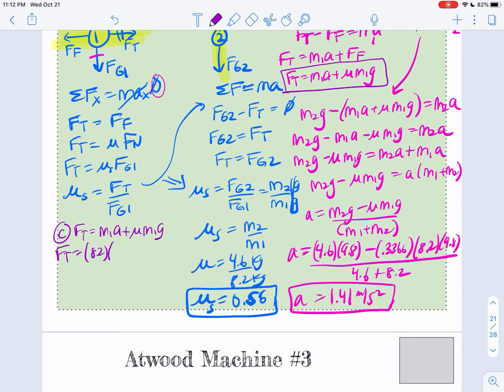So 8.2 times 1.41 plus 0.3366 times 8.2 times 9.8. Make sure you get the difference between a and g. That g is like the newtons per kilogram. Okay, 8.2 times 1.41 plus 0.3366 times 8.2 times 9.8 gives 38.6. That seems reasonable. All right, so there you go.